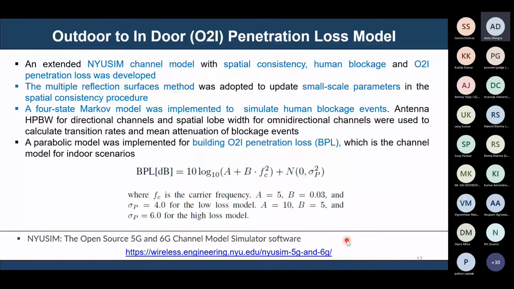Now if someone wants to model that, what we have done with our scholars is we have learned from NYUSIM. They have an open source 5G and 6G channel model simulator software available. So we have learned from that and we have developed our own code enabling all these components of the path losses and tried to study how 6G behaves.